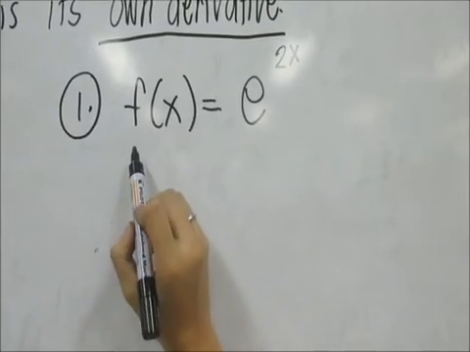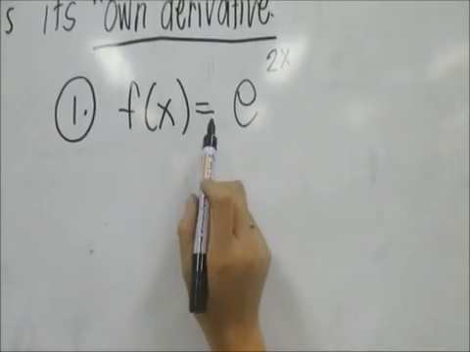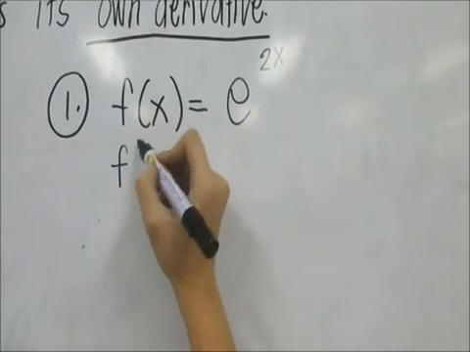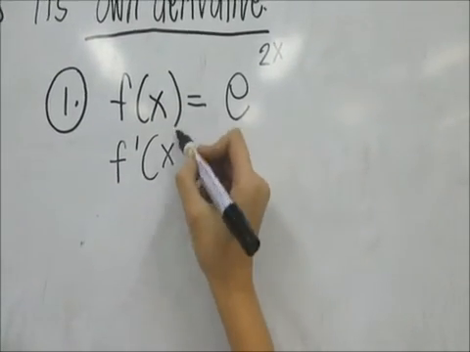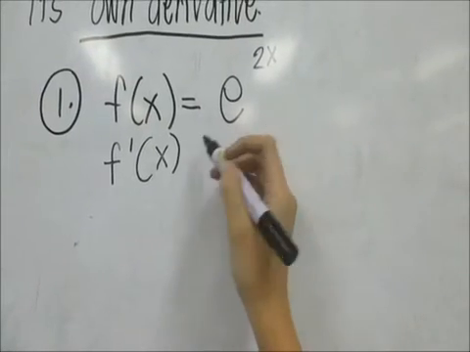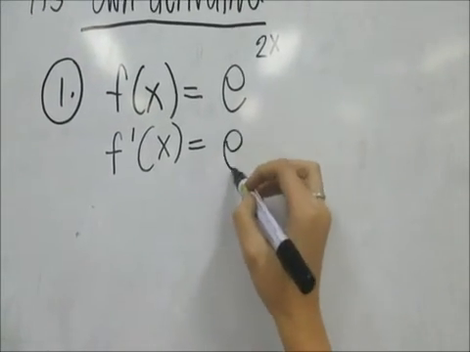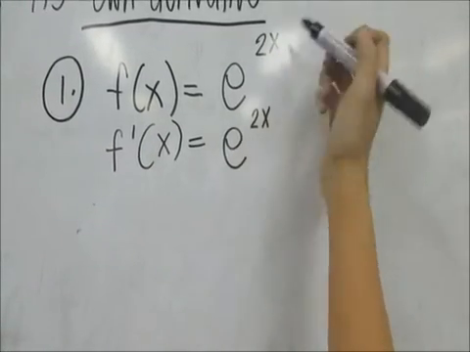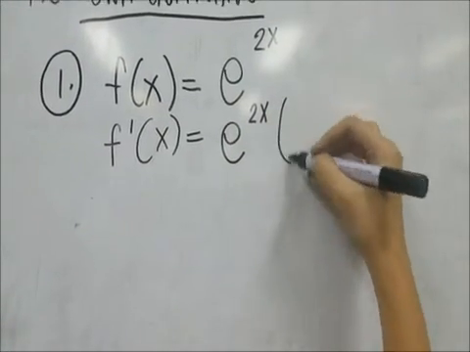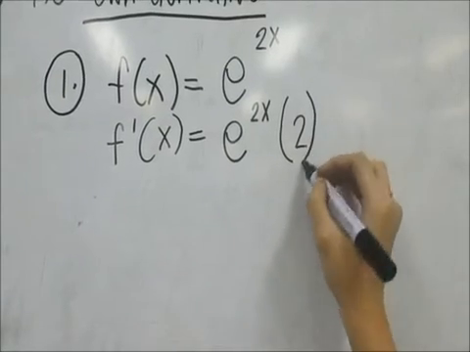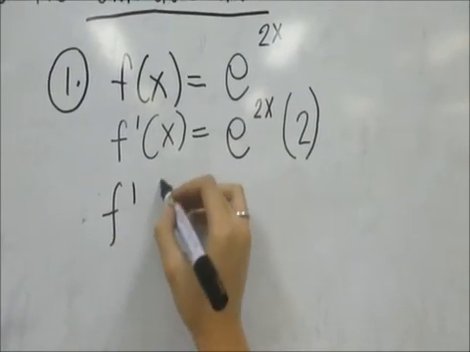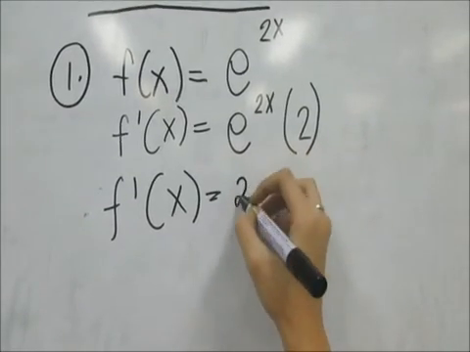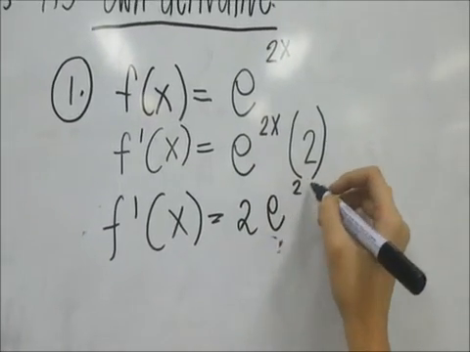Another example is the equation f(x) = e^(2x). Finding its derivative, we have f prime of x equal to just copy e^(2x) and then multiply it with the derivative of 2x, which is 2. So 2 times e^(2x), we have f prime of x equals 2e^(2x).